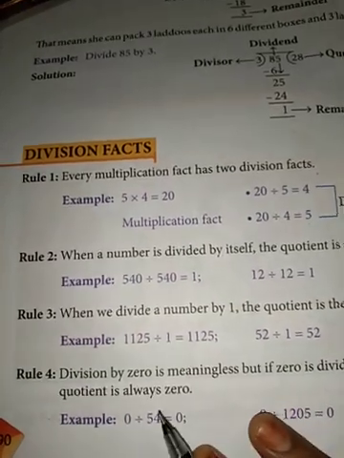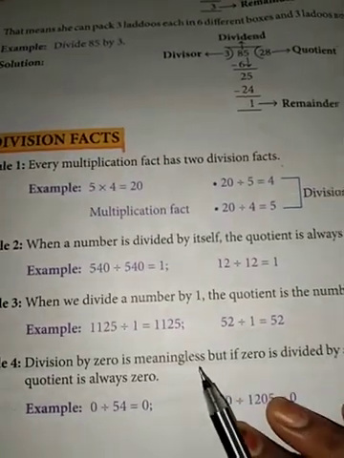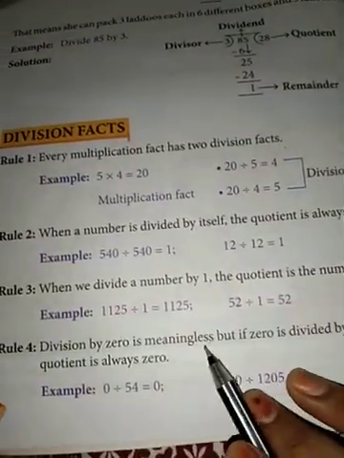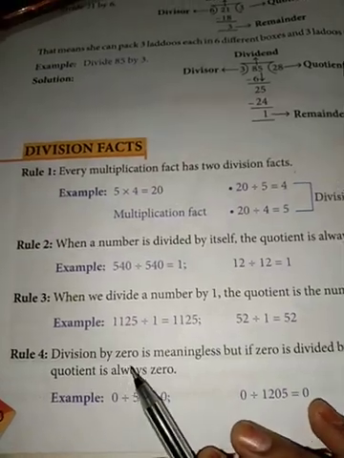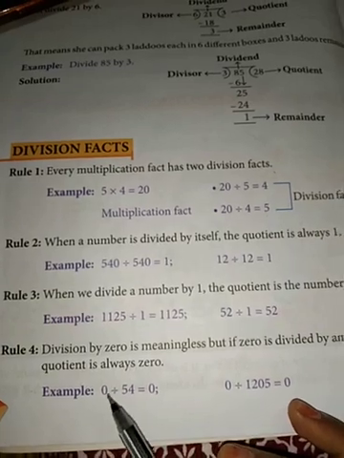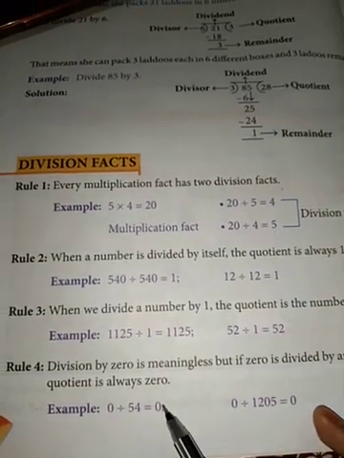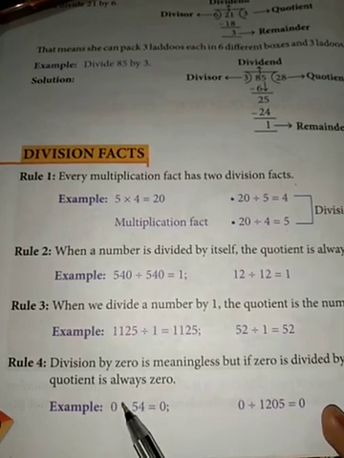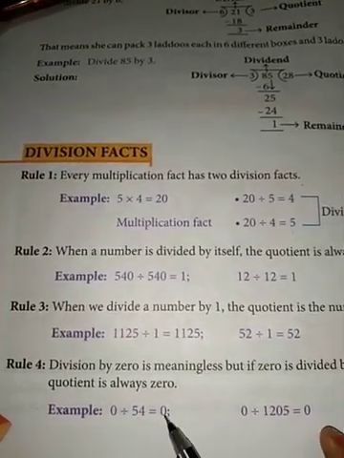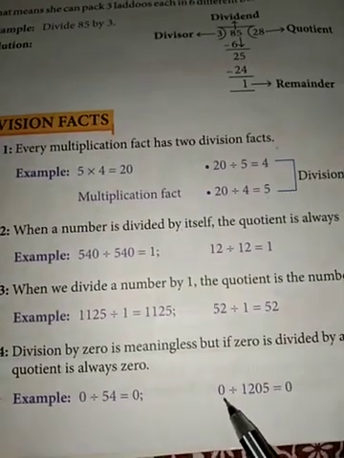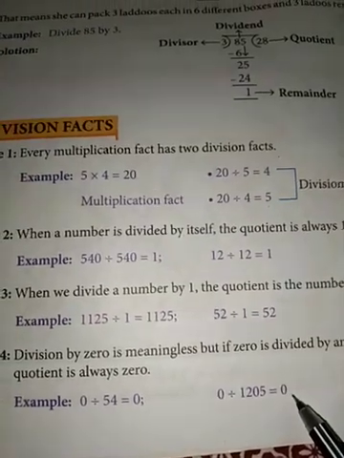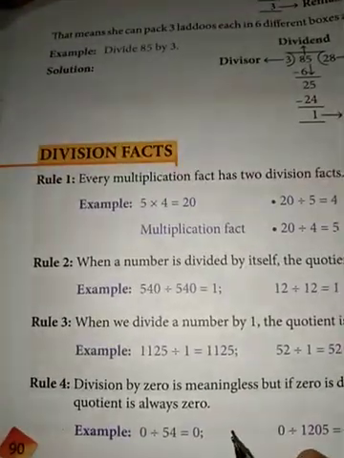Rule 4, division by 0 is meaningless, but if 0 is divided by any number, quotient is always 0. So here in rule 4, division by 0 is meaningless, but if 0 is given, the answer will be only 0, always it will be 0 only. Means, for example, 0 divided by 54, answer will be 0. Second example, 0 divided by 1205, answer will be 0. So clear hai these four properties.